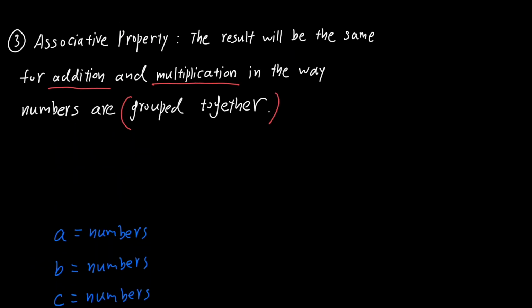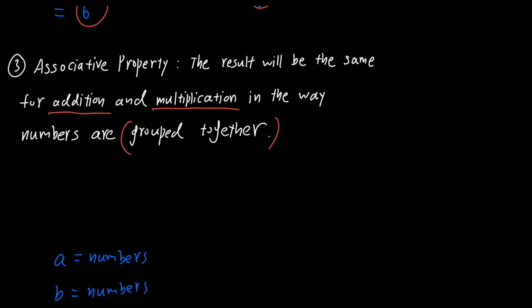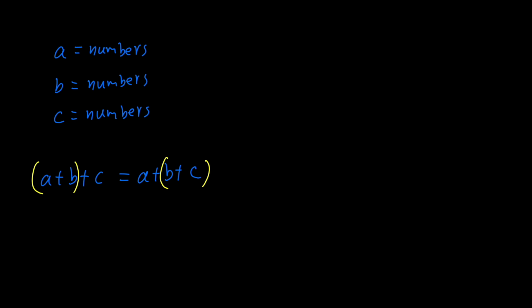But remember, this rule says multiplication and addition in the way numbers are grouped together. So we also have to write multiplication. A times B times C equals A times B times C. We put the parentheses around A and B on the left-hand side, and for the right-hand side, we put the parentheses around B and C. So this is the rule.